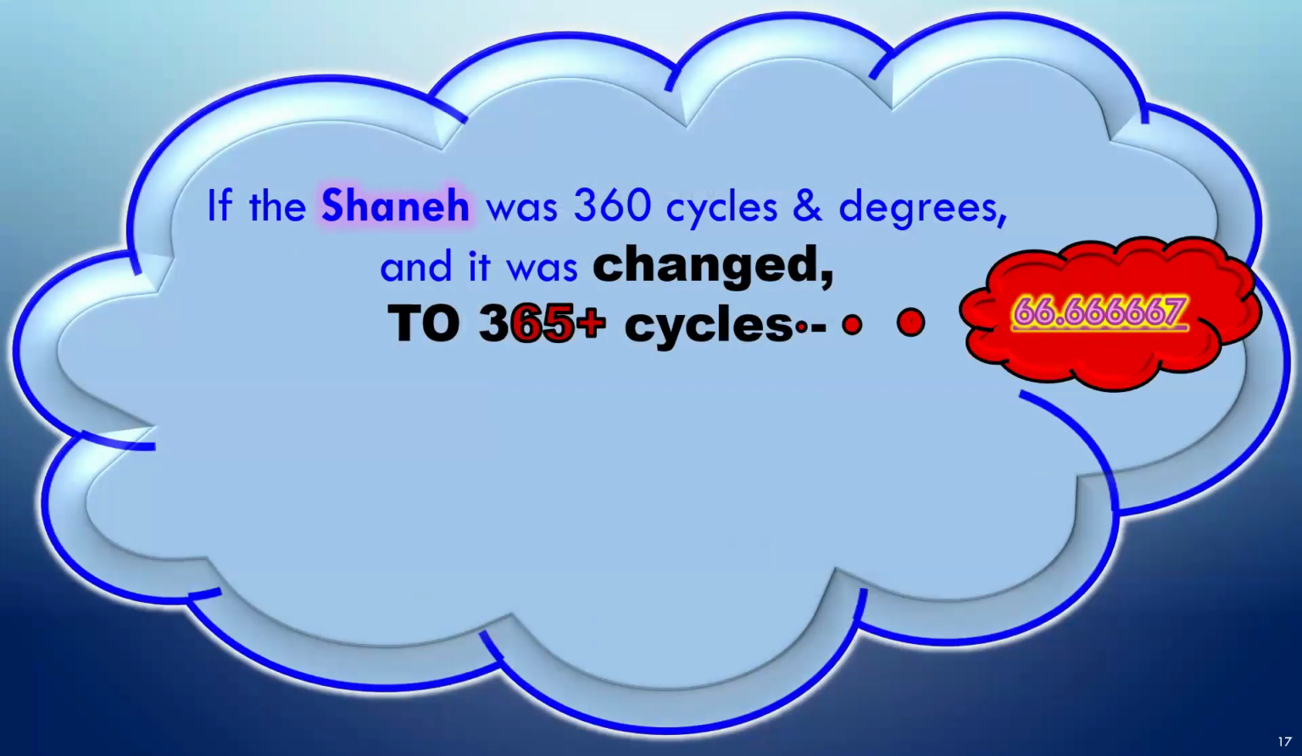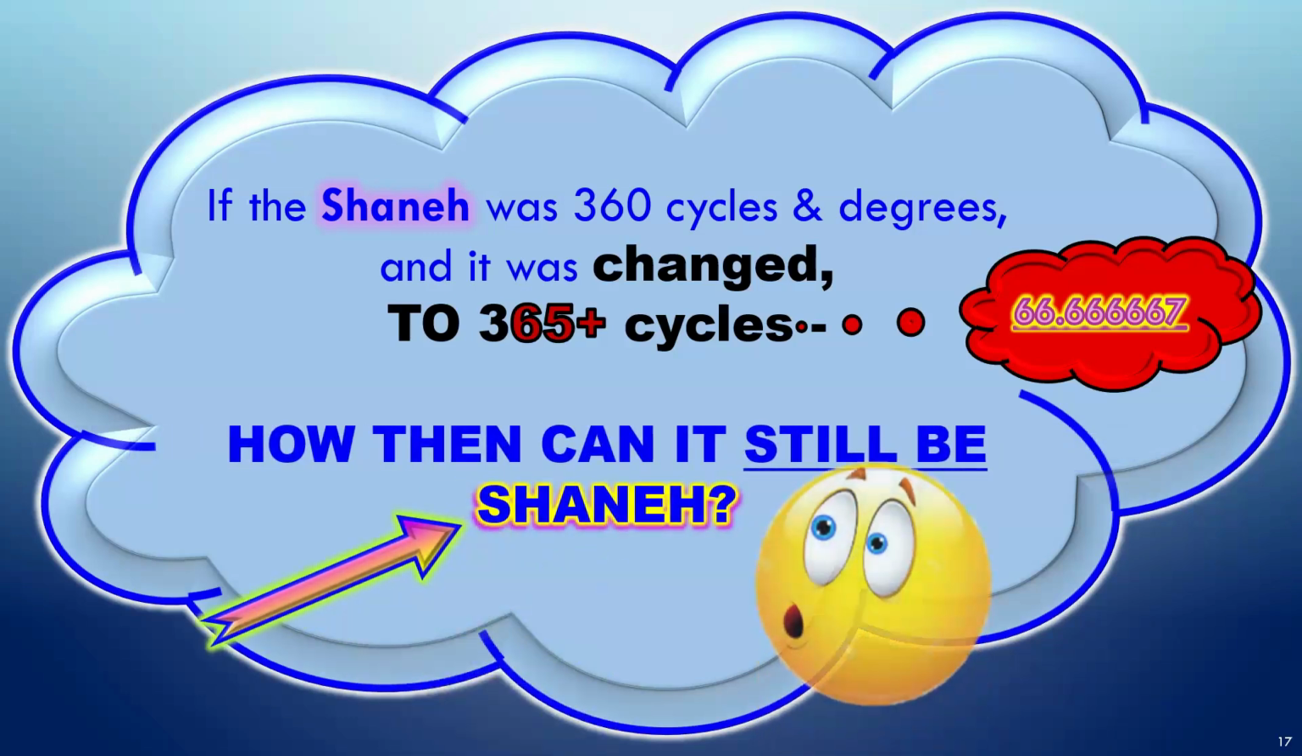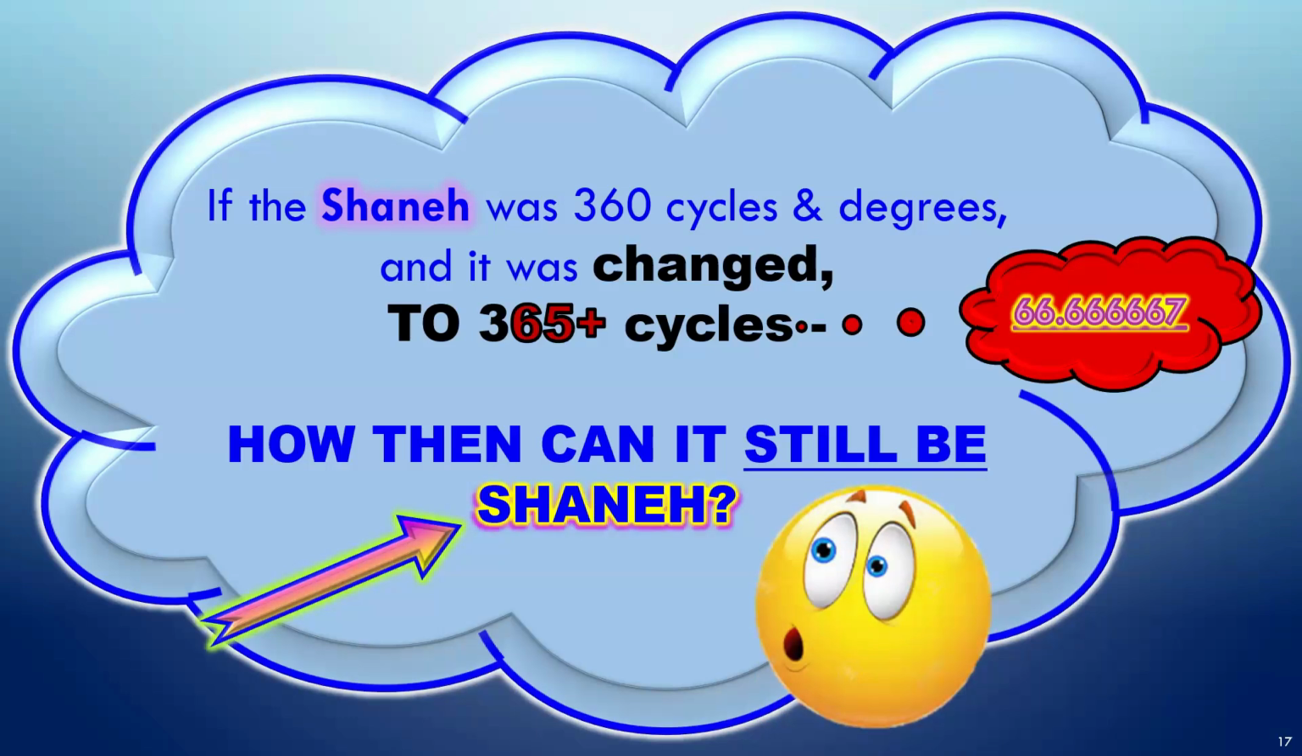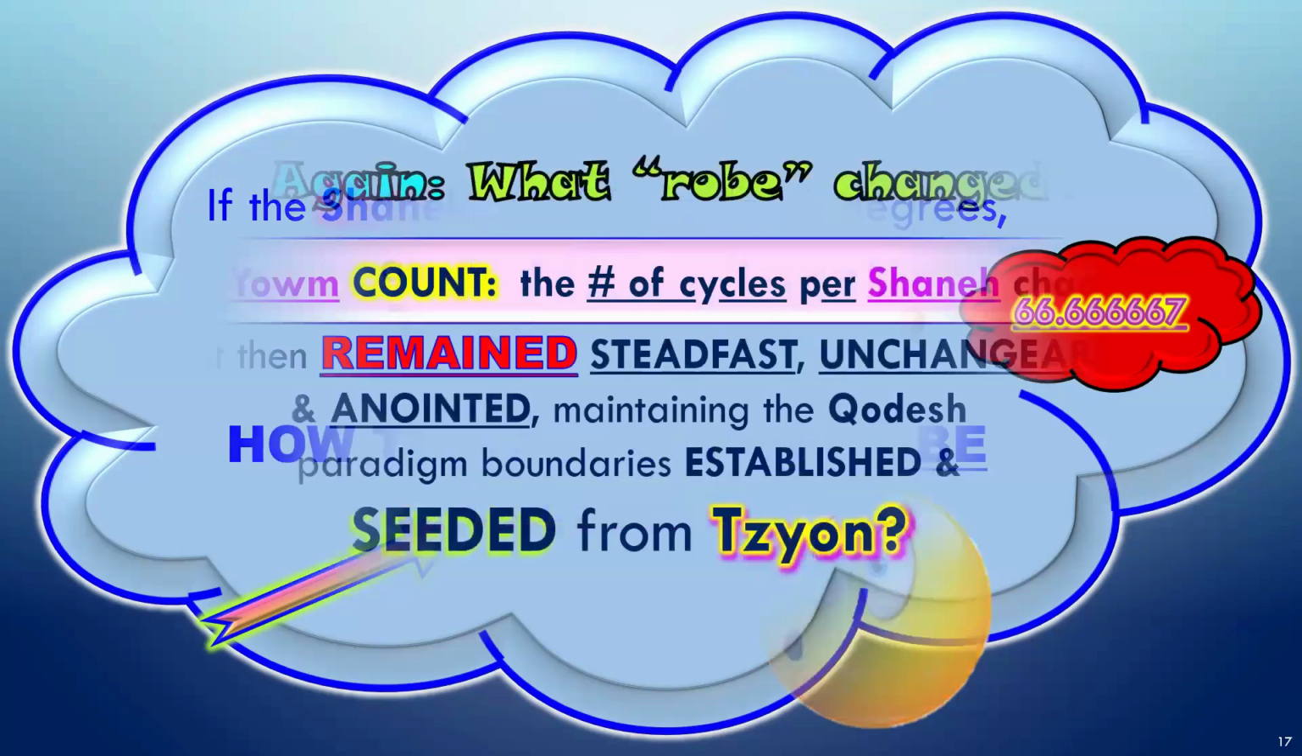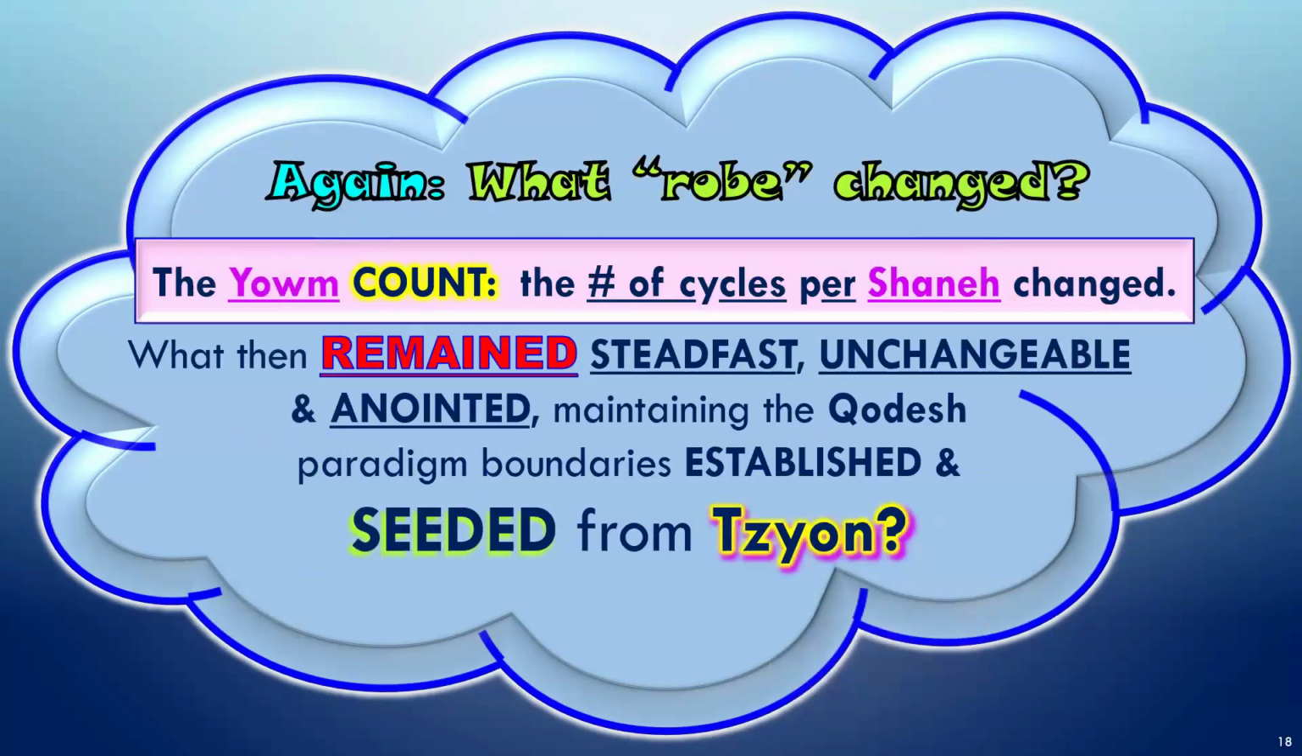If the Shanae was 360 cycles and degrees, and it was changed to 365 plus cycles, note 66.666667, if it was changed, how then can it still be Shanae? Yahuwah said he does not change. Here's a very definite change. How can it still be Shanae? Again, what robe changed? The Yom count, which is the number of cycles per Shanae, is what changed. What then remained? Steadfast, unchangeable, and anointed, maintaining the Kodesh paradigm boundaries, which were established and seeded from Zion.